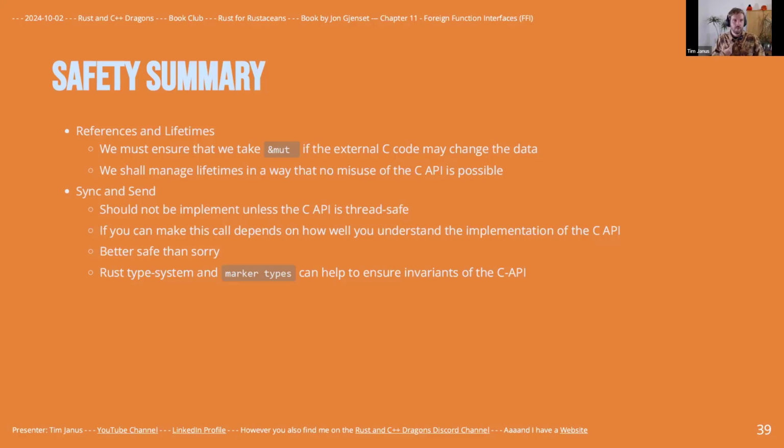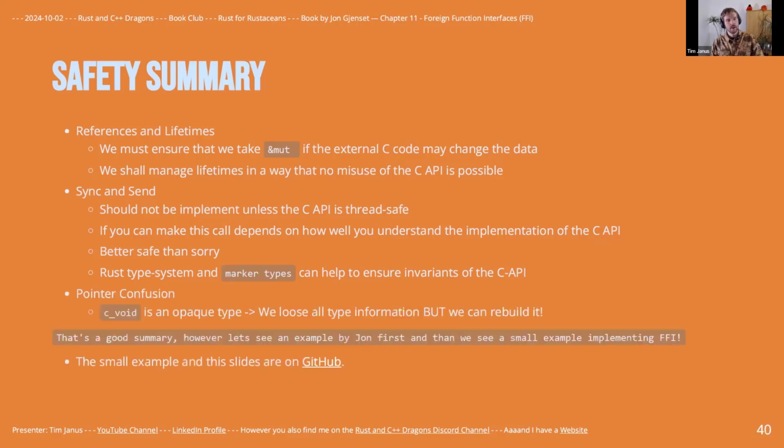Yeah, my idea there is first better safe than sorry. Maybe talk to the people who are really in the internals of the C API. They can help you. And yeah, that's all in the end about using marker types also for the lifetimes to ensure that you can keep up with the invariants of the C API.